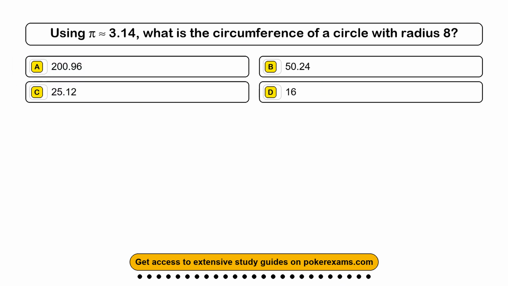Question 17. Using pi as 3.14, what is the circumference of a circle with radius 8? Option A, 200.96. Option B, 50.24. Option C, 25.12. Option D, 16.